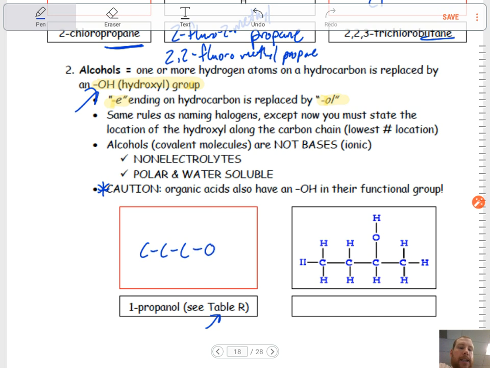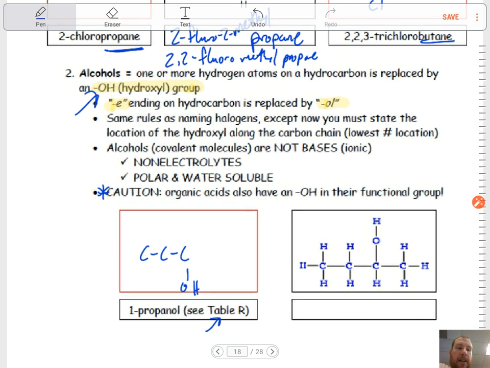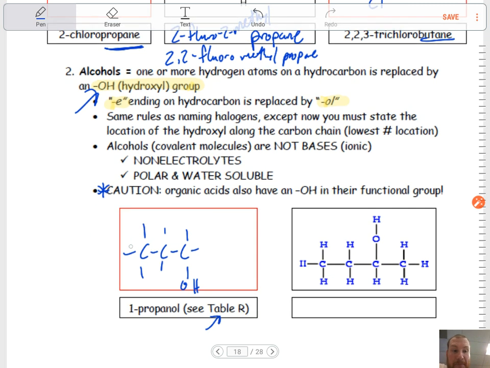So I could either put it at this end, I could put it like this, I could put it down here. Guys, it doesn't matter as long as it's on one of the end carbons. I could have also put it over here on this side, over here to the left.